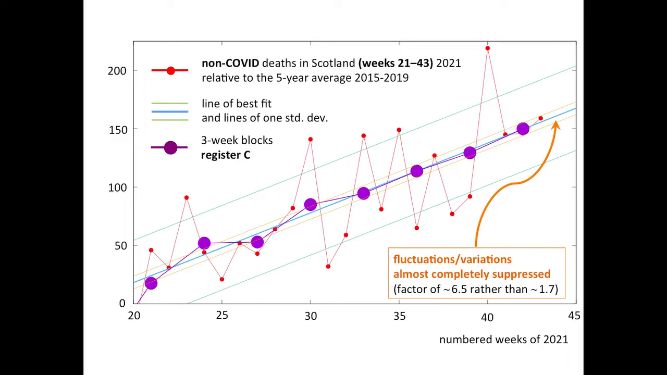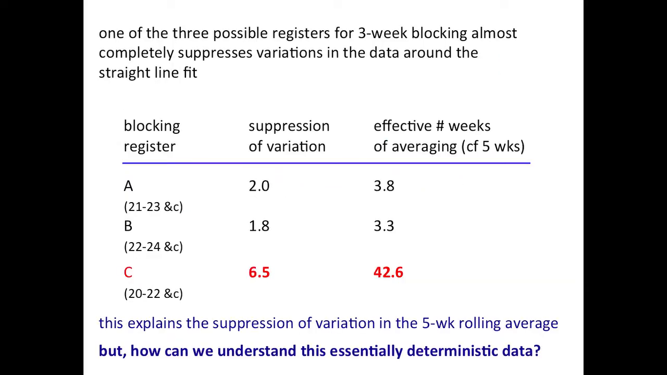So let me just summarize that for you. Of the 3 possible registers, when we have 3-week blocks, one of them essentially completely suppresses the variations in the data. The first 2 registers that we looked at had a suppression of variation roughly a factor of 2, and as I explained, we can sort of reverse that into how many weeks you would need to average to get that degree of suppression, and it's around 3. So that's all completely consistent with doing this 3-week blocking.